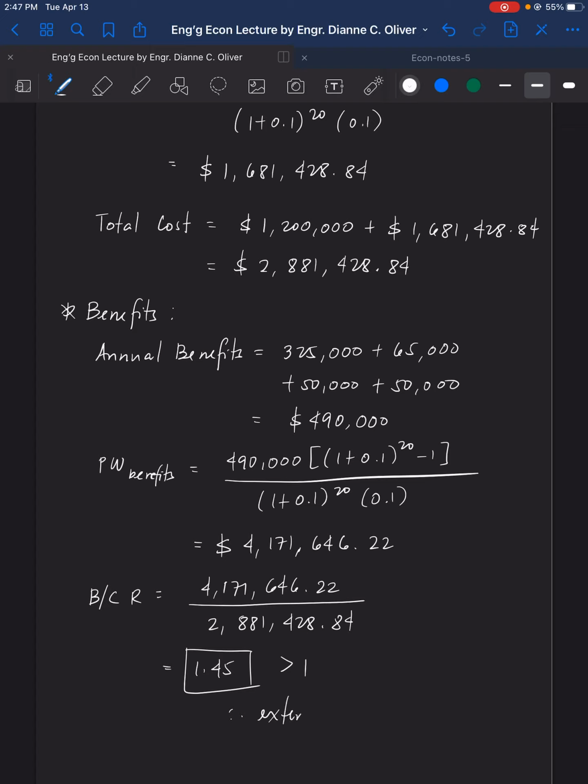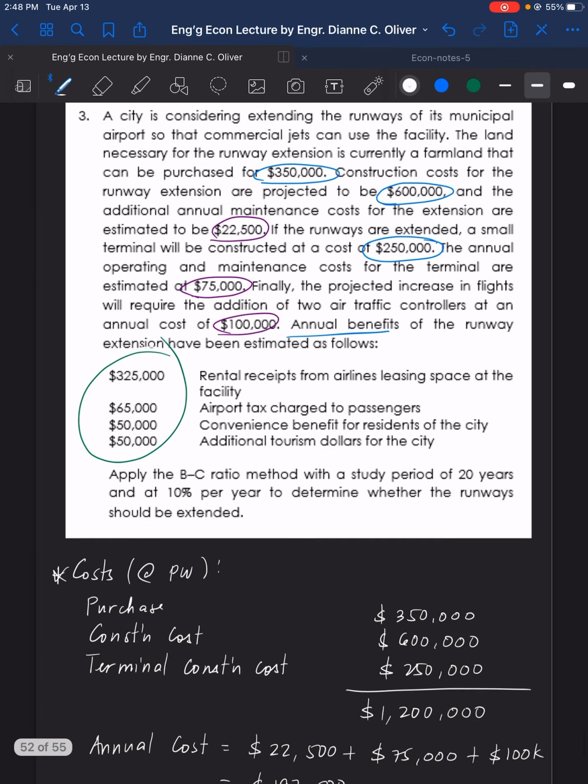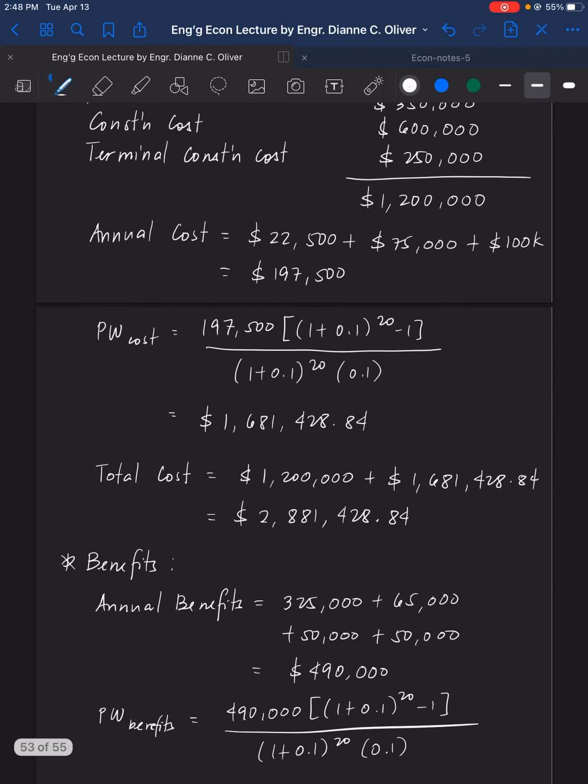Extend the runways. So just make sure that when you are calculating the cost, it's always accurate, so that when you do this analysis, you already weigh all the possibilities. Now, speaking of possibilities, this is problem number 3, and these are the solution.